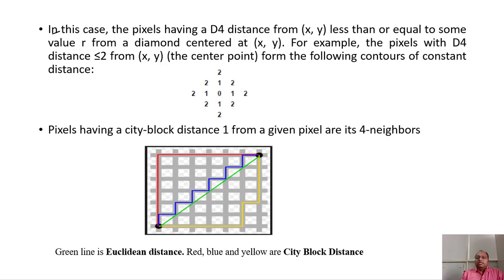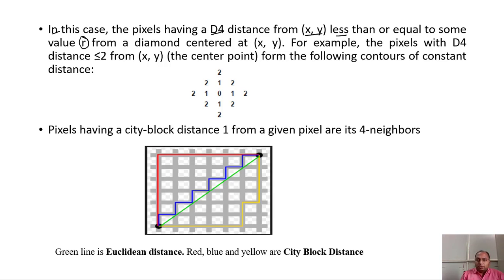In this case, what is d4? D4 is nothing but the city block distance. The pixels having a d4 distance from, let us say, x and y coordinates may be less than or equal to some value r. R can be any value, like we have just calculated, it is 127. So r may be any value.